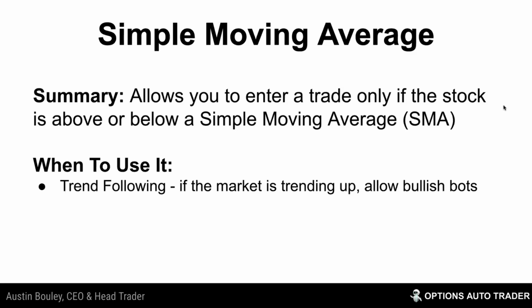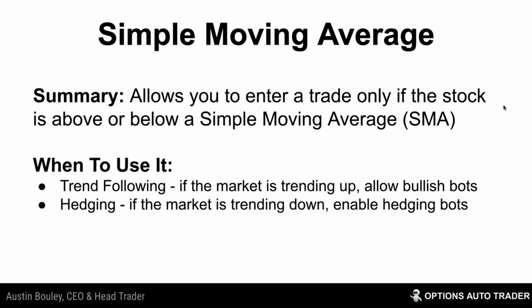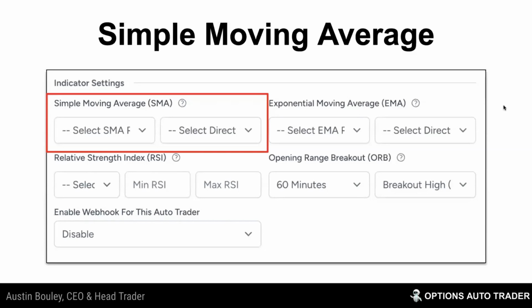The most common instance is trend following. If you want to follow the trend, you can set it up so that a bot will only trade, or allowing a bullish bot to only trade if the market is above a certain SMA. Or you can also hedge. If the market is below that simple moving average, you can also enable your hedging bots to enter, something as simple as that. So again, you can see here, there's a box under the advanced entry settings called indicator settings.